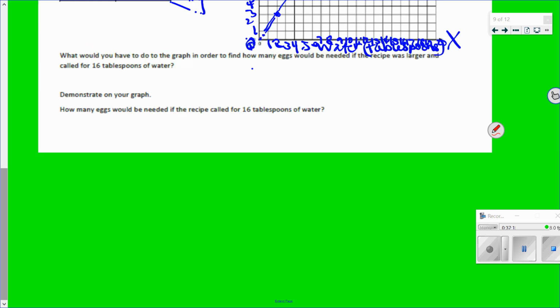It says, what would you have to do to the graph in order to find how many eggs would be needed if the recipe was larger and called for 16 tablespoons of water? What would you have to do? If it called for 16, yes. We need to add it to your chart. Yeah, extend the graph, right? Yes. Okay.